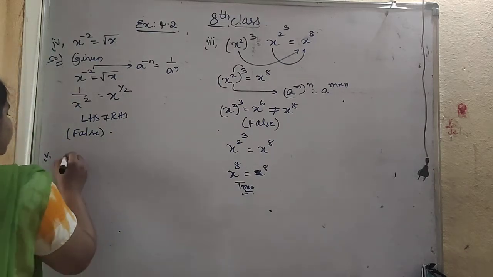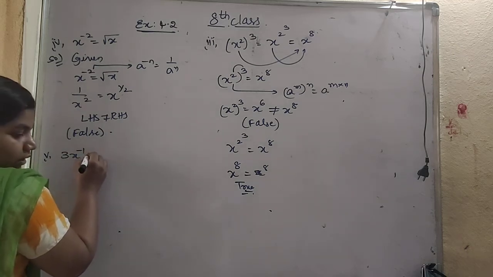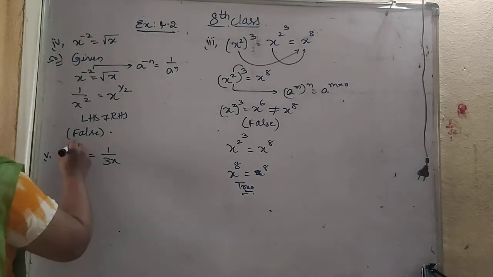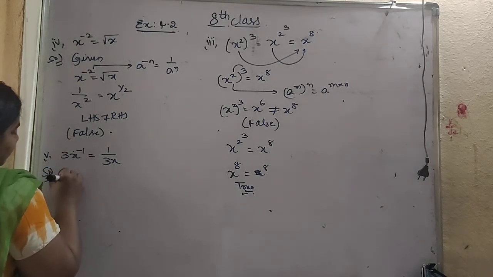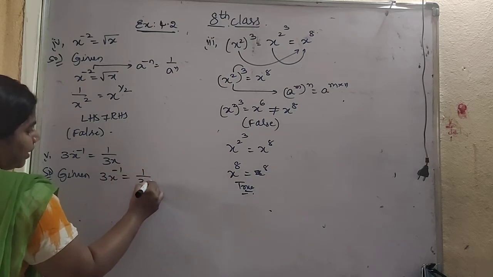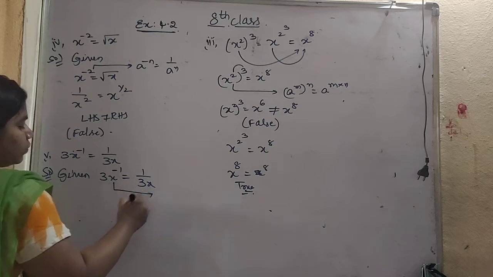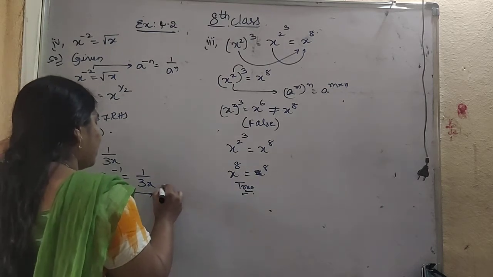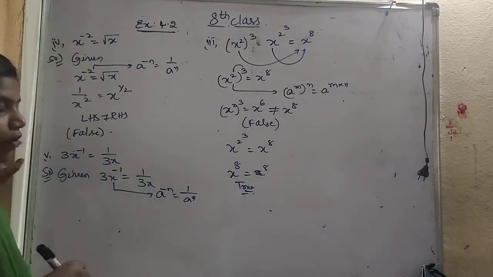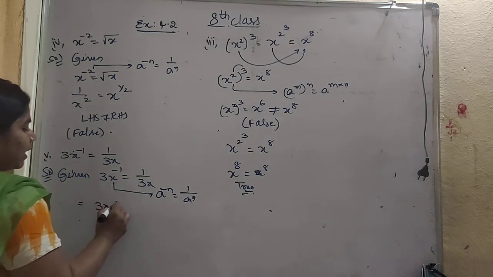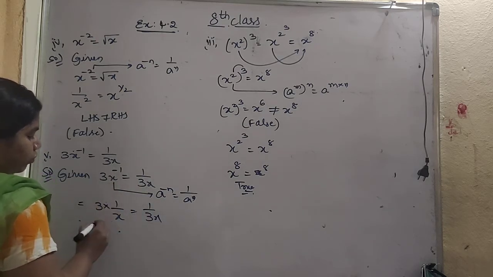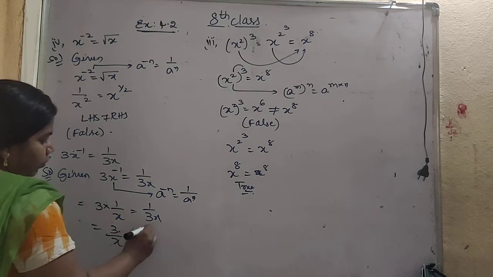So last one, 3x power minus 1 is equal to 1 by 3x, it seems. Given 3x power minus 1 is equal to 1 by 3x. This x power minus 1 can be written in the form of a power minus n. A power minus n is what? 1 by a power n. So what will we write here? 3 into 1 by x we will write, and this is 1 by 3x. So 3 into 1 will be 3 by x is equal to 1 by 3x.